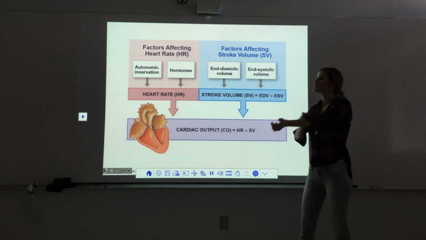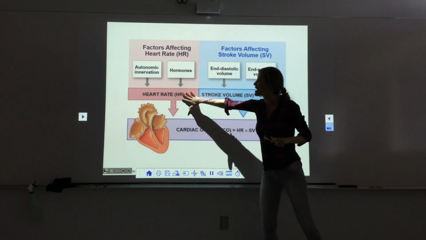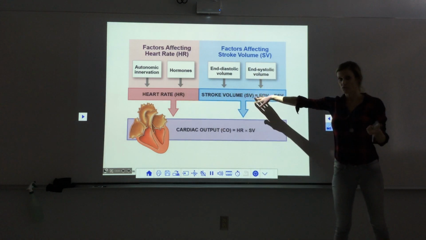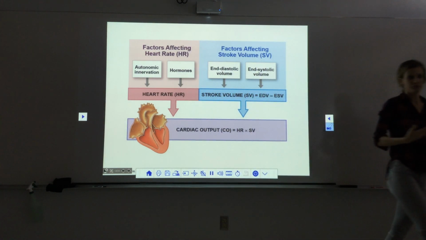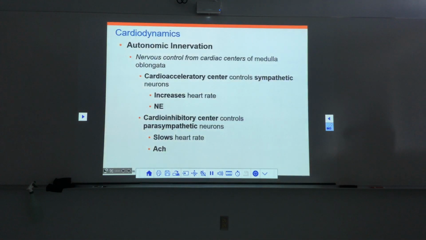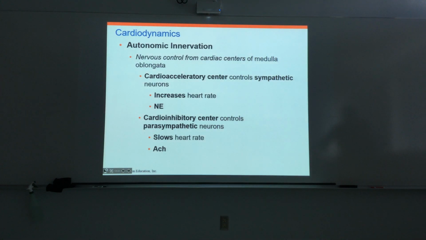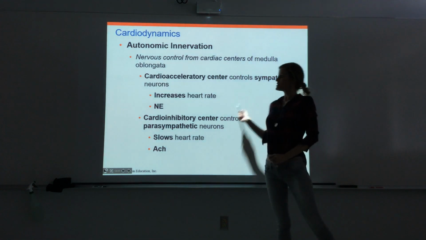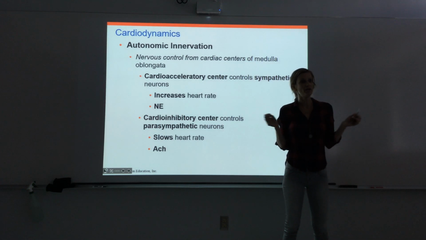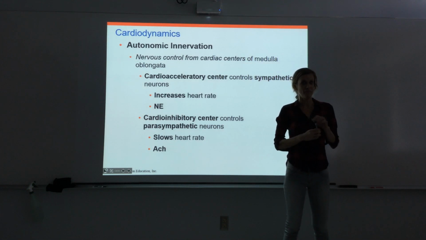We decrease it. So we're going to spend the next few slides looking at the different ways that we can adjust heart rate and the different ways that we can adjust stroke volume in order to adjust our output. So back to the nervous system. We can adjust heart rate by adjusting the input from the autonomic nervous system.